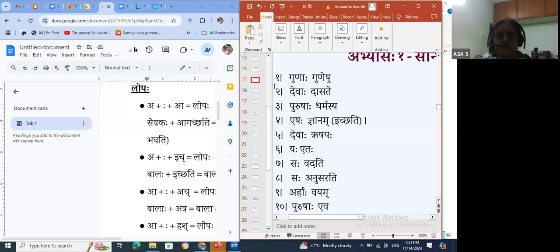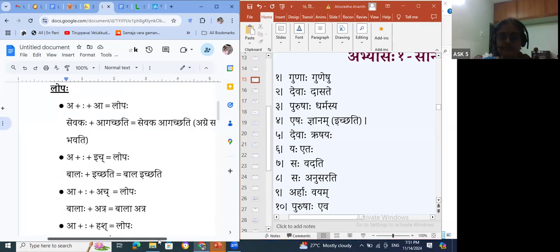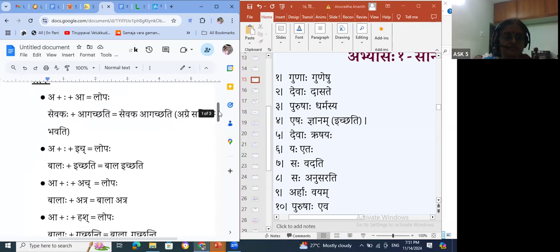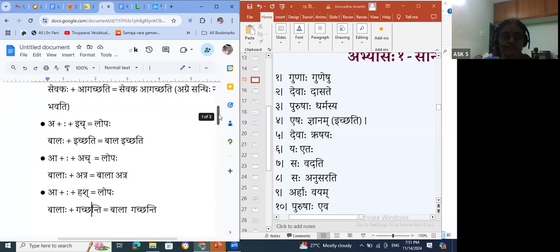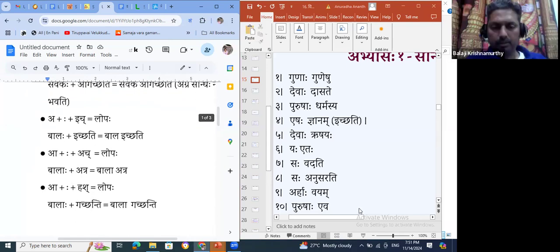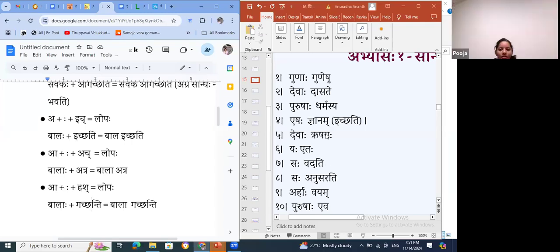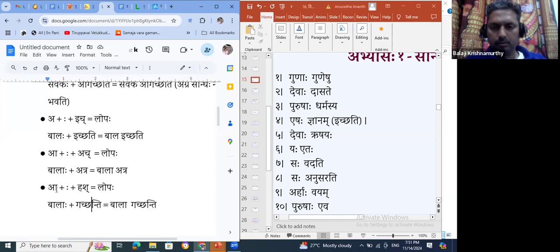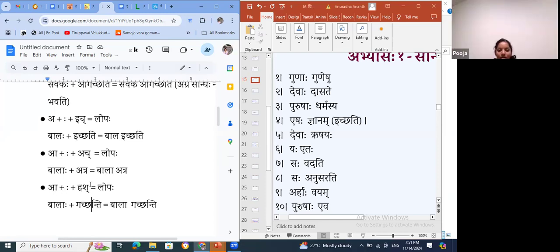Gunaha guneshu. These are all lopa. I will give you that hint. Why it is a lopa? That you tell. Can you do the first one? Because gunaha is a plus visarga, and then hush.